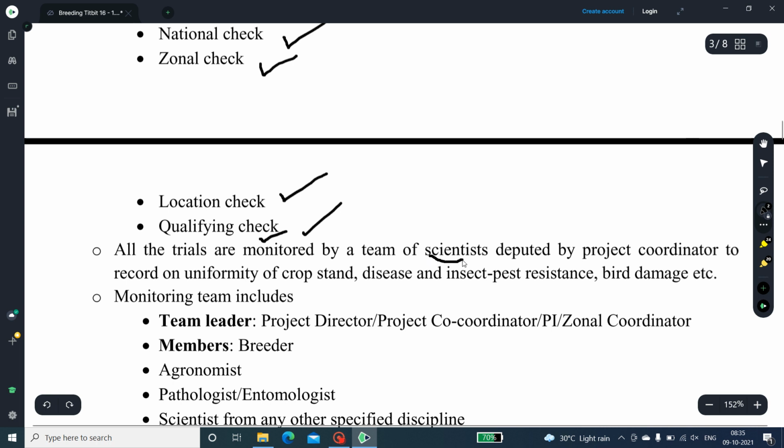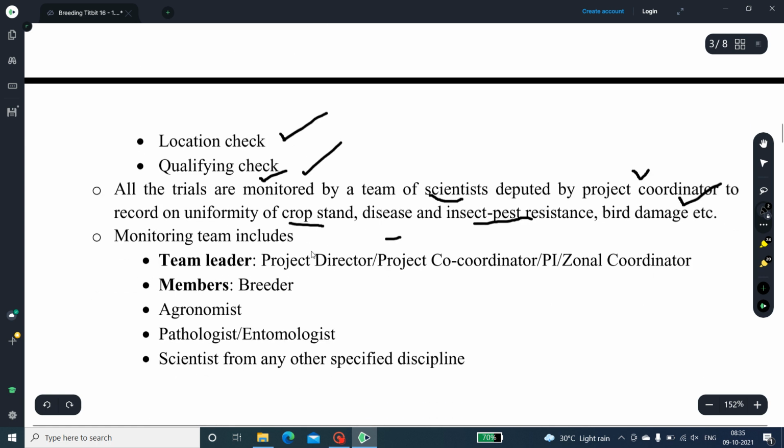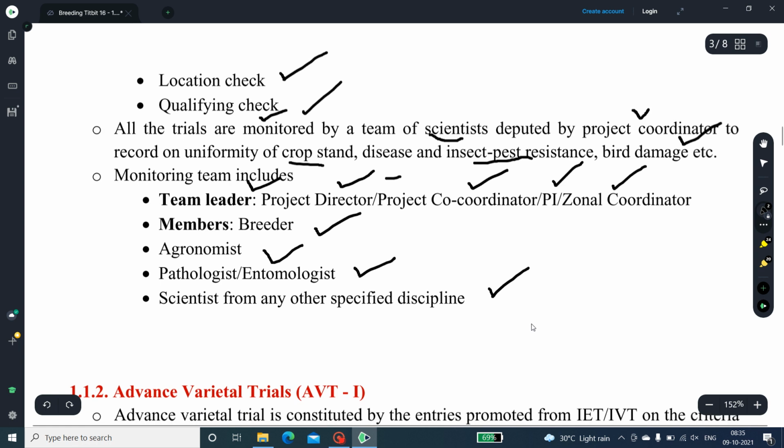All the trials nominated are monitored by a team of scientists deputed by the project coordinator to record uniformity of crop stand, disease and insect pest resistance, and bird damage. The monitoring team includes the team leader as well as the members. The team leader may be the project director, project coordinator, project investigator or zonal coordinator. And the members are breeders, agronomists, pathologists or entomologists, and scientists from any other specified discipline, maybe from seed science and technology.